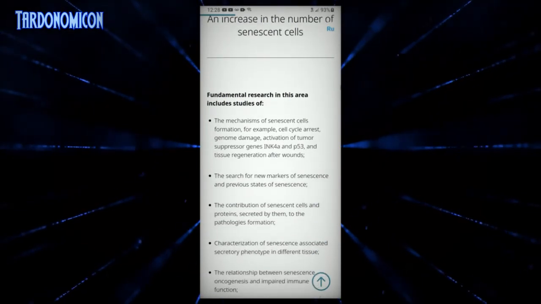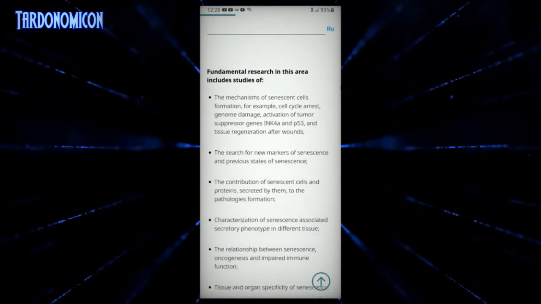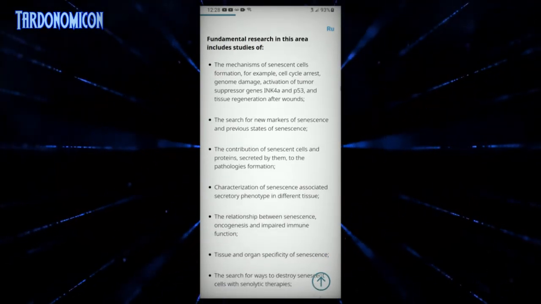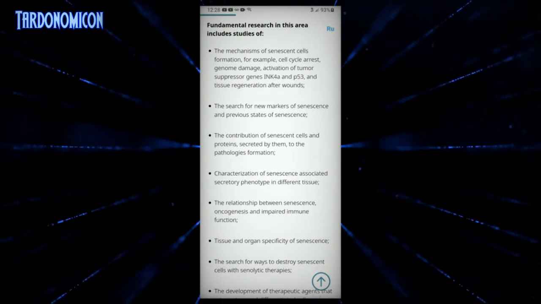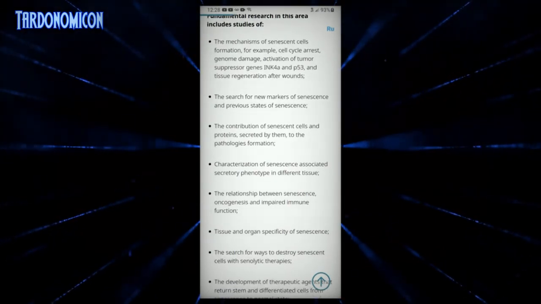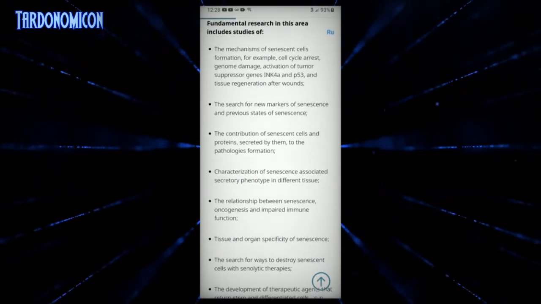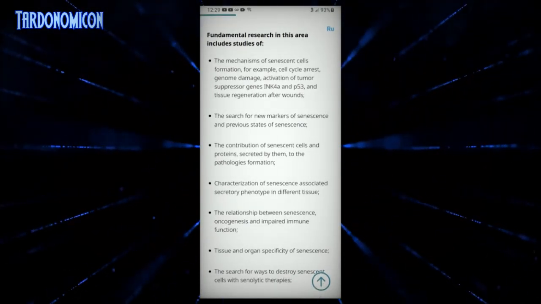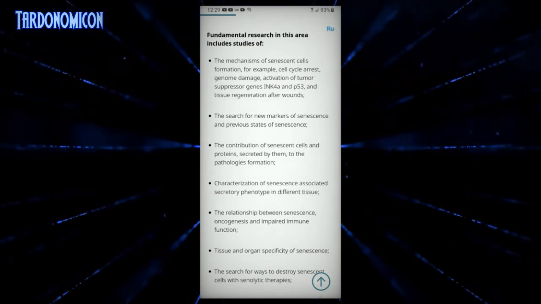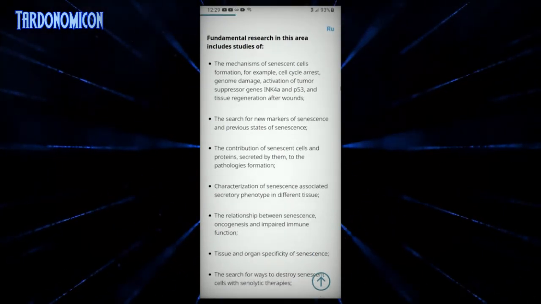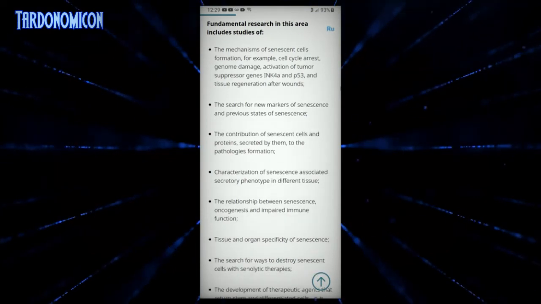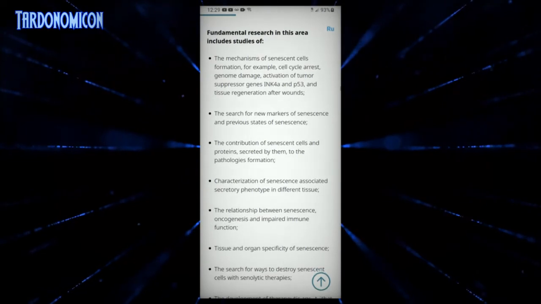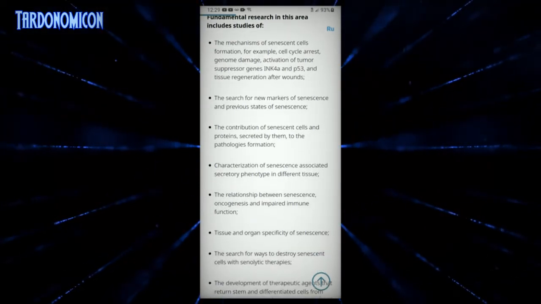Fundamental research: the mechanisms of senescent cell formation, for example, cell cycle arrest, genome damage, activation of tumor suppression genes, INK4A, and P53. Now, I want to be sure that everybody understands this. I am not a scientist. I am not researching these things. I simply know of these scientists. Many of these scientists I was friends with before I was deplatformed from Facebook for my political views. But I want to make sure people understand that. So, if I mispronounce things, I'm sorry.